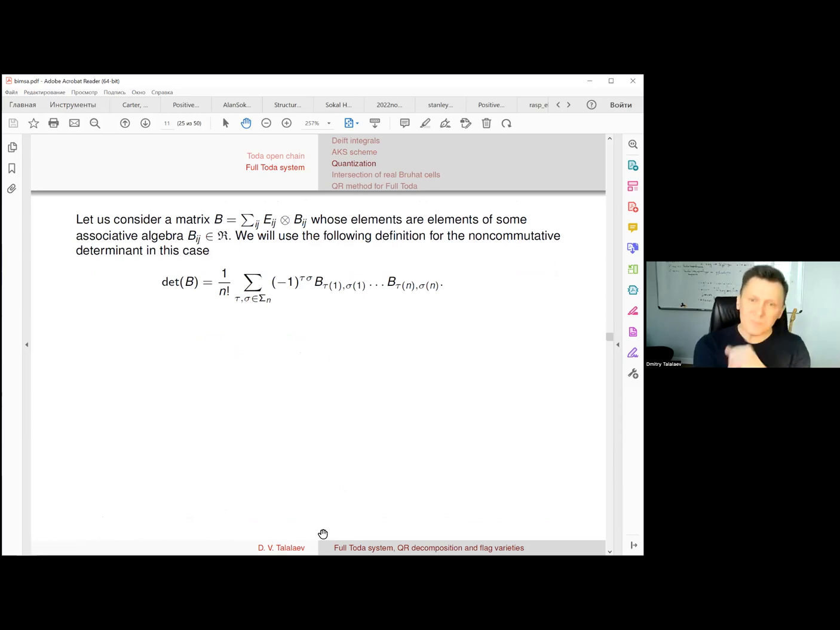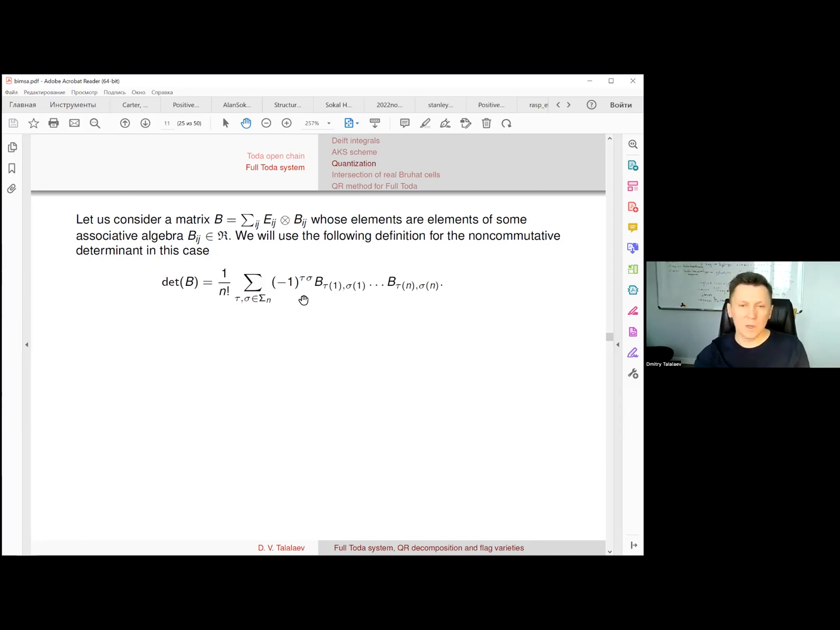So this approach, the approach of generating series of all these Hamiltonians, allows us to perform the quantization, and I will say some words about it. So let us consider a matrix B. Its elements are not numbers, but elements of some associative algebra. And we use the following definition of the non-commutative determinant. Like this, so it is a completely symmetrized determinant of a matrix with non-commutative elements.